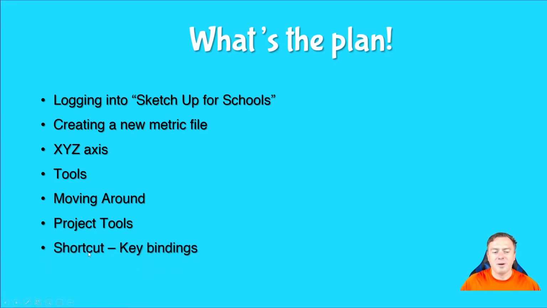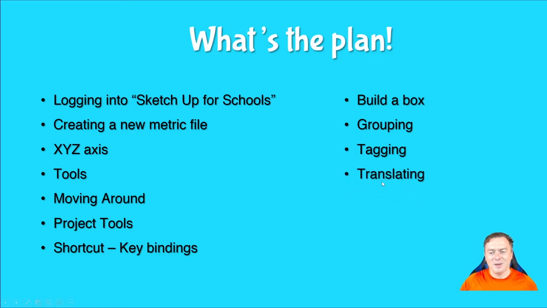The shortcut key bindings. So instead of having to physically go across and click on the tools, you can use the keyboard and type in the different options for you. We're then going to build our own box. So we're going to learn how to build the box, how to group the box, and how to tag the box, which allows us to then hide the box if we're building other boxes, which will make more sense later. We're then going to learn how to translate, then how to move the box up and down, how to rotate the box, and then how to scale the box or change the size of the box.